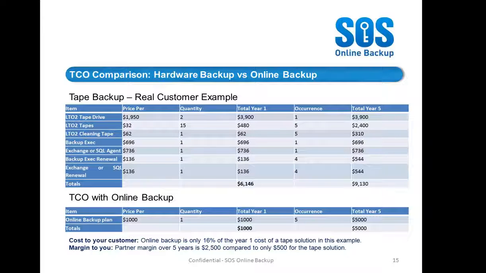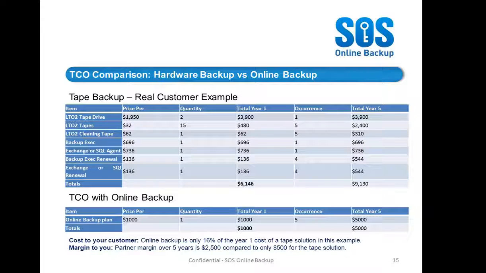You can see the components on the left there: tape drives, tape devices, Backup Exec, some software, came to $6,146. For exactly the same backup configuration, his online backup cost was $1,000, so only 16% of the cost outlay. Over 5 years, it was $9,130 for the tape solution and $5,000 for the online backup solution, which is $1,000 a year. So from the customer's standpoint, this was far better economically. TCO was dramatically less using online backup.